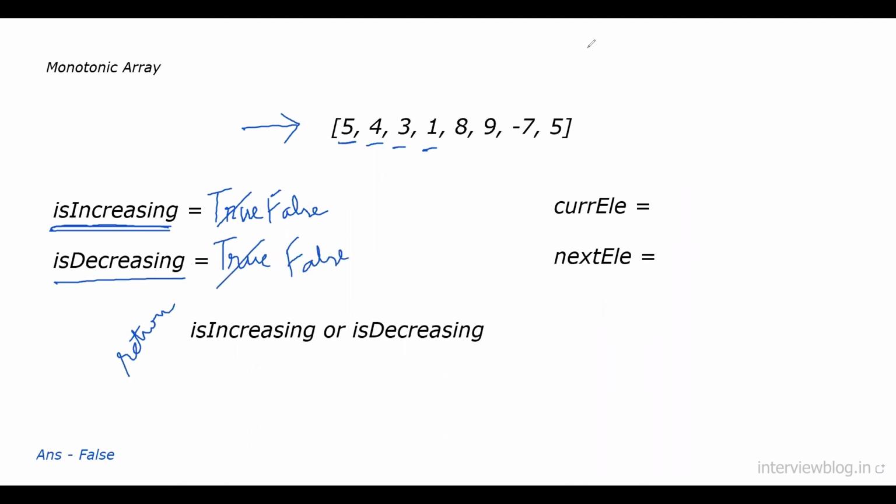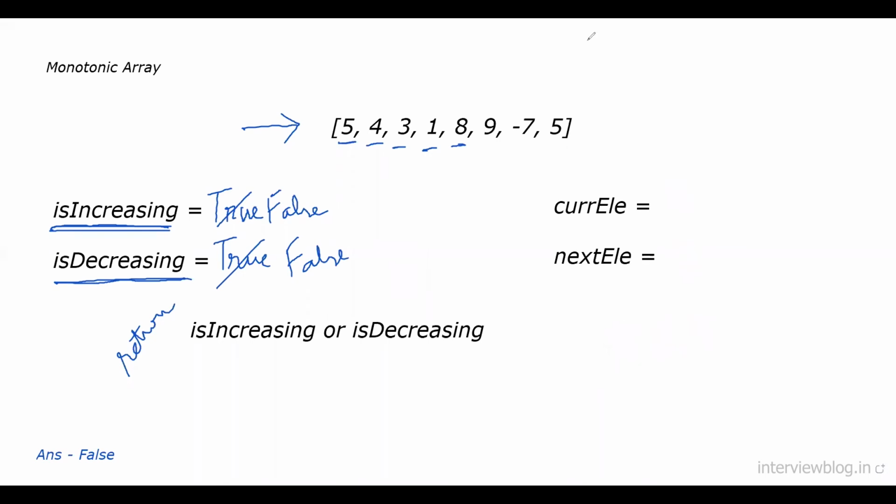So next, we'll be visiting the element 8. So our current element would be 8 and our next element would be 9. While comparing 8 with 9, we can see that 8 is less than 9. Hence, we'll be updating our is decreasing variable from false to false.